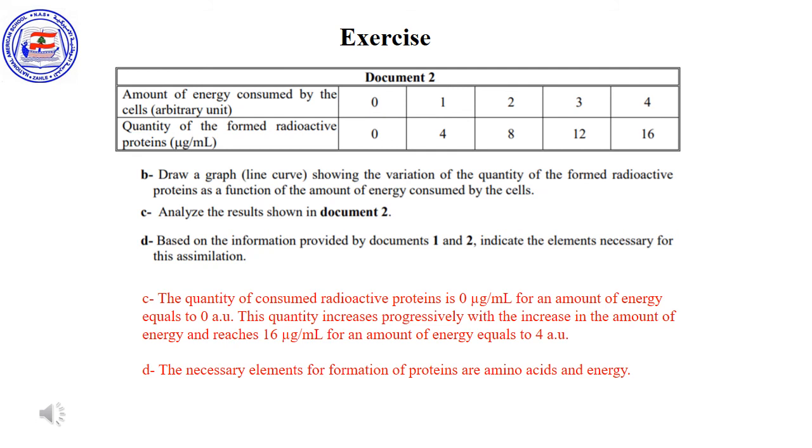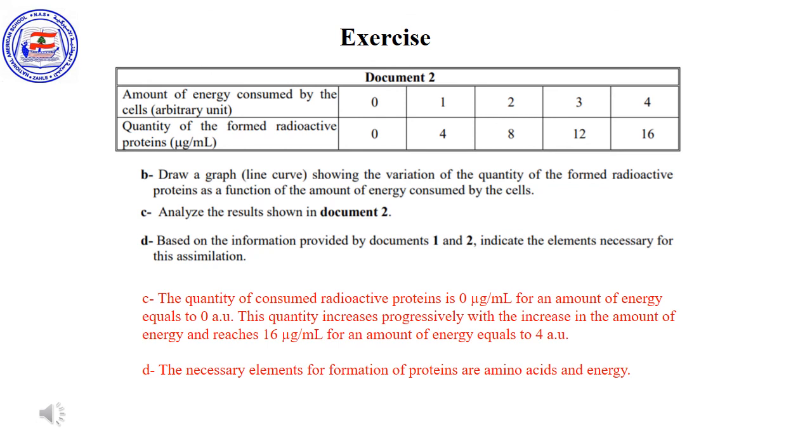Part D. Based on the information provided by documents 1 and 2, indicate the elements necessary for this assimilation. In document 1, we showed that radioactive amino acids are essential for the formation of radioactive proteins, because when radioactive amino acids disappeared from the medium, radioactive proteins are formed inside the cells. You can check back document 1.